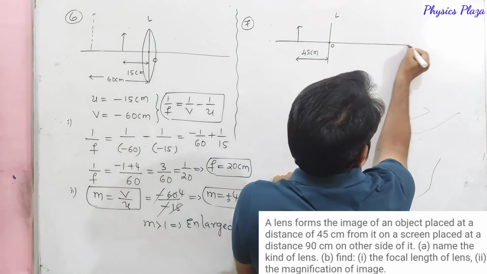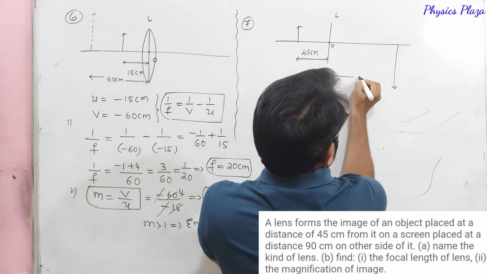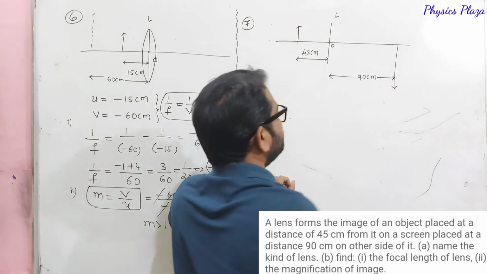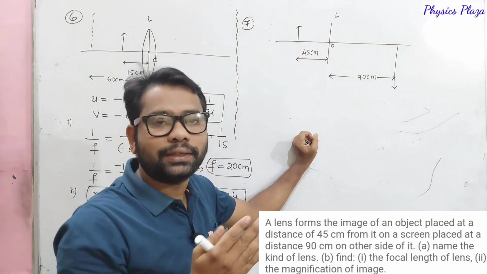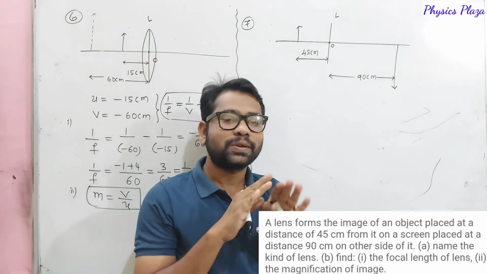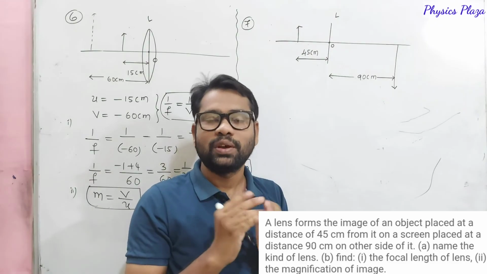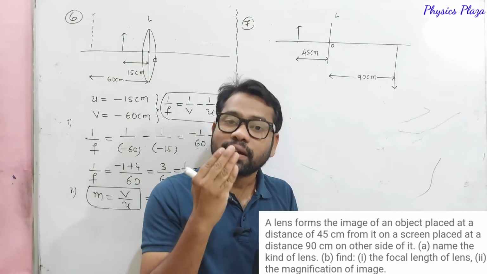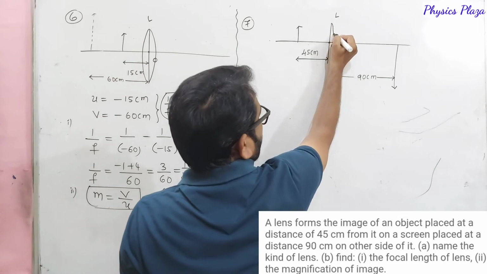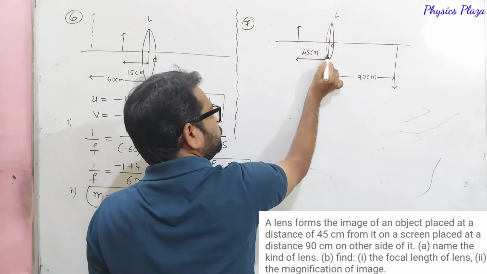So this side it is, and this is given as 90 centimeters. With this information, it's very clear that the given lens is what? It's a convex lens only, because a concave lens has no chance of forming a real image. A concave lens always forms a virtual image, whereas a convex lens can form a real image. So this is going to be a convex lens. This is how we have to think.